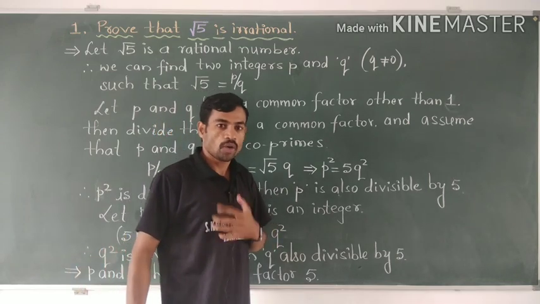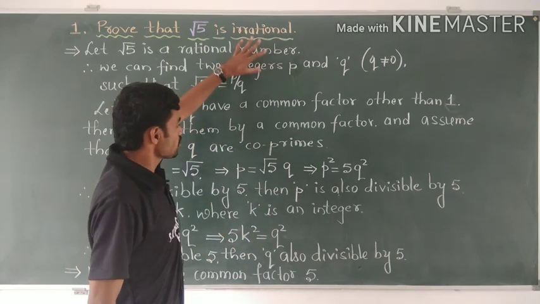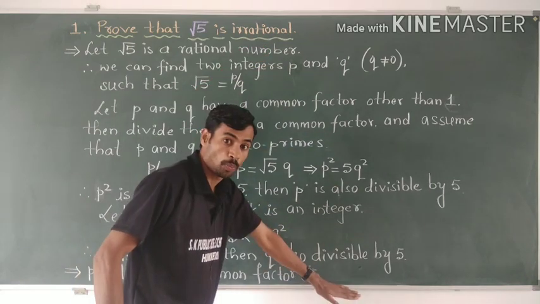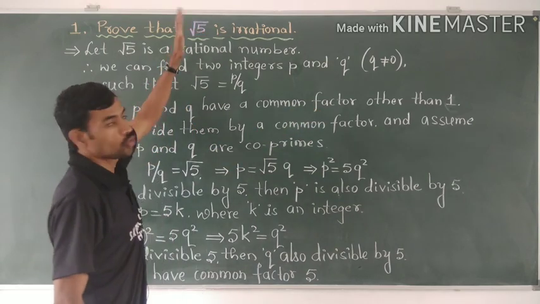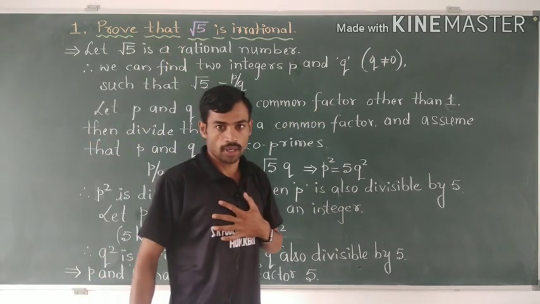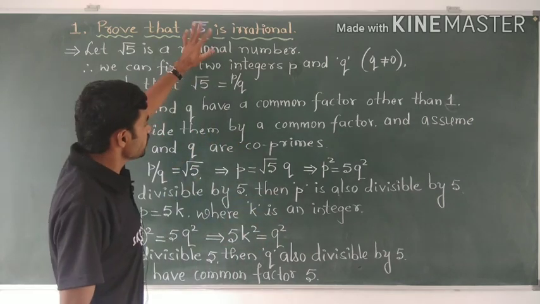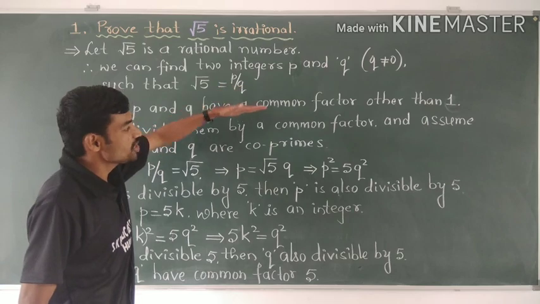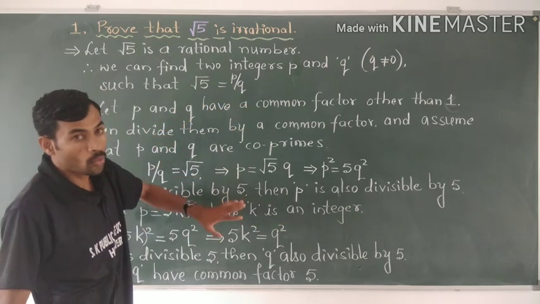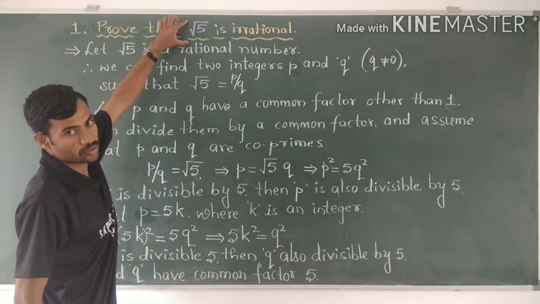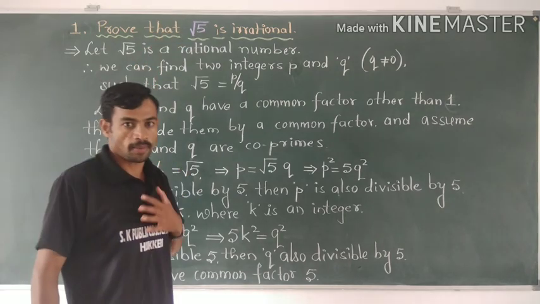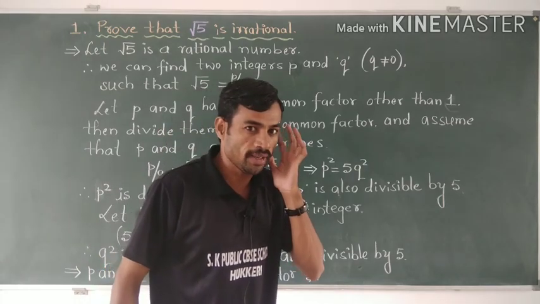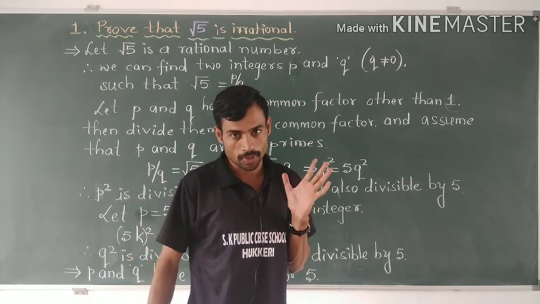So these are all the steps we need to follow to prove root 5 is an irrational number. It is already proved on the board, but we have to see each and every step of how we proved that root 5 is an irrational number. Shall we start?